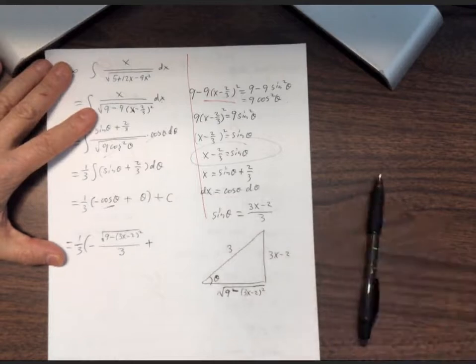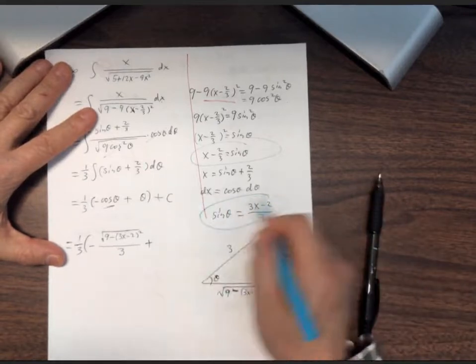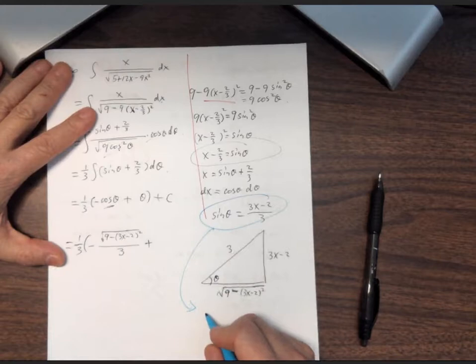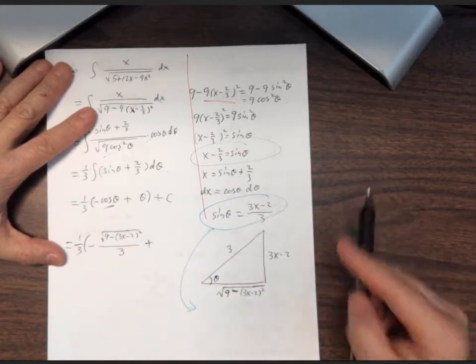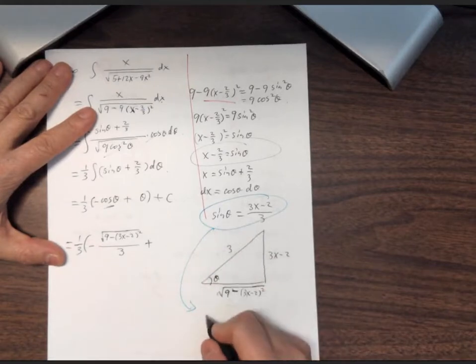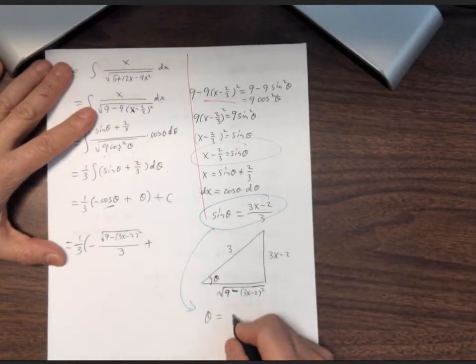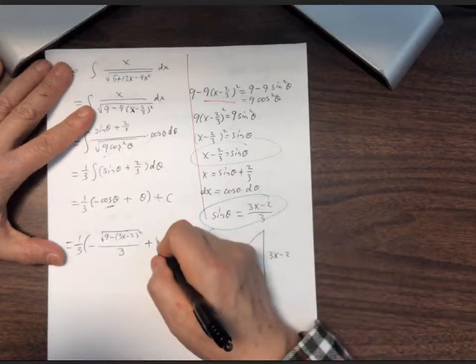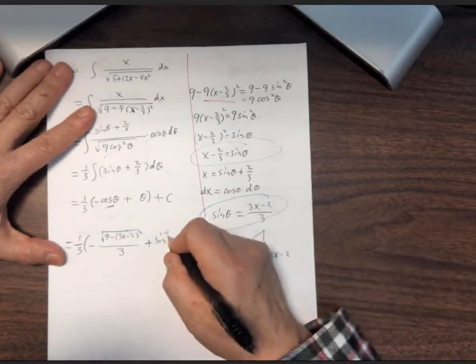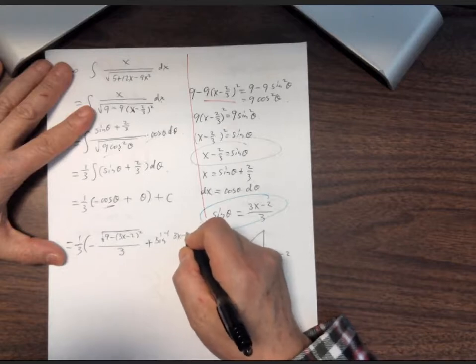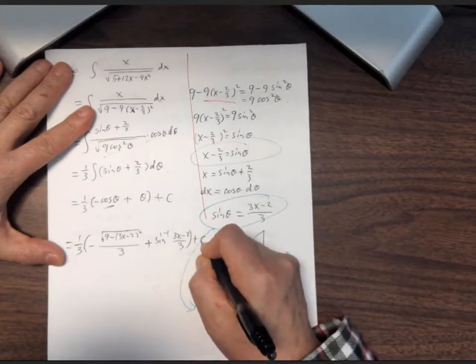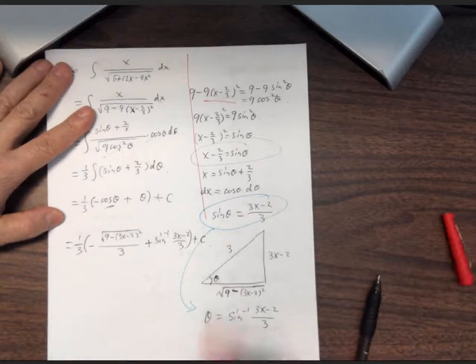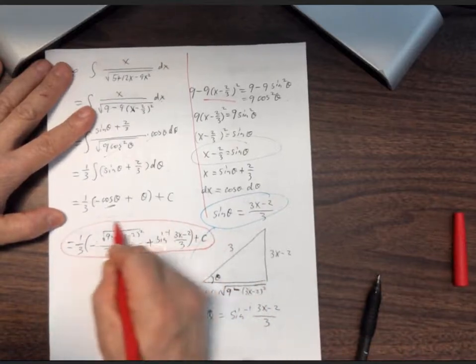Instead, we need to rely on the substitution. Use brute force to solve for theta. Pretty simple, just take inverse sine on both sides. So theta equals inverse sine of (3x minus 2) over 3. Plus c, this is the final answer.